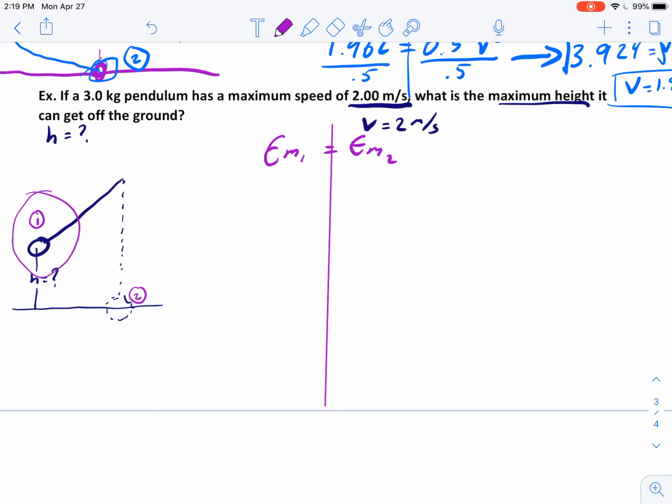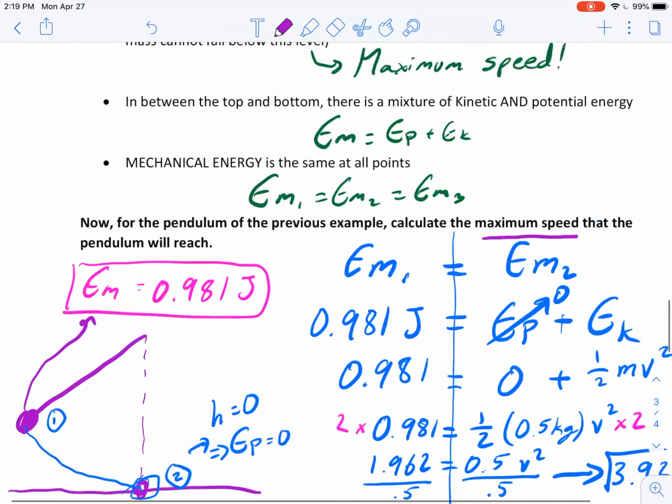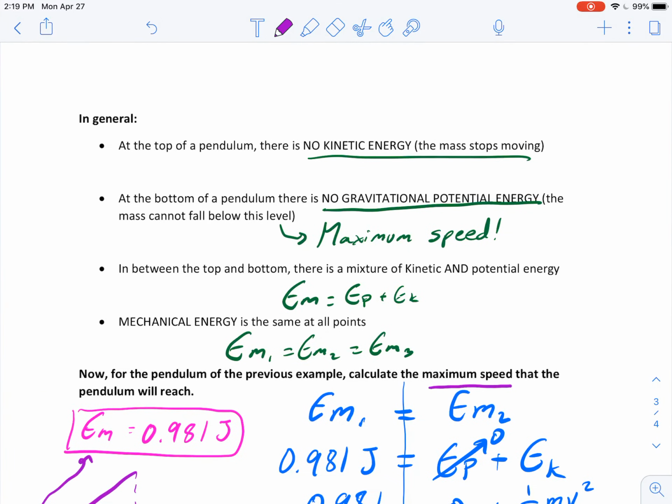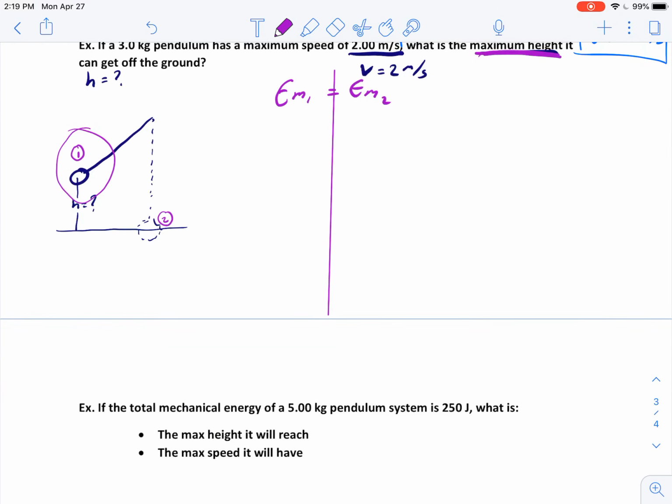EM1 over here is at the maximum height. Remember from before that at the top of a pendulum, at the maximum height, there is no kinetic energy. So at EM1, our EP1 plus EK1 becomes mgh plus 0, because that kinetic energy is 0. There's no speed at the top of a pendulum.